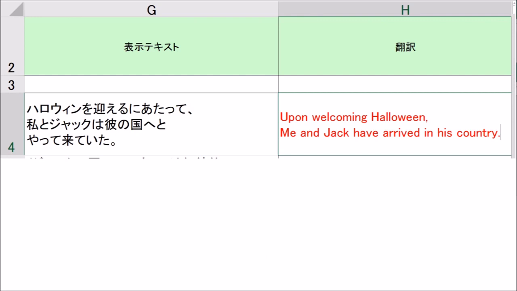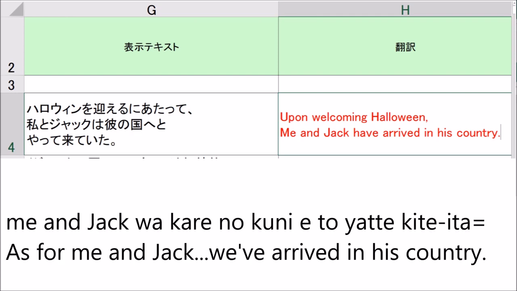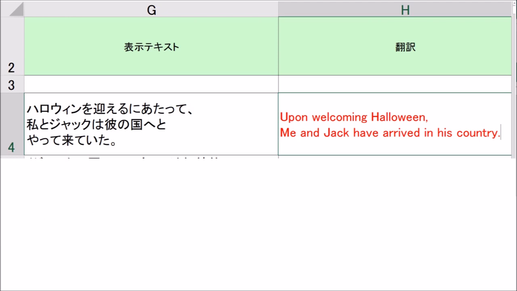That's because another way of looking at the particle wa is as for X ... My first Japanese teacher taught it that way, and it stuck with me. In this case, it's as for me and Jack, we've arrived in his country. You should almost never literally write out as for ... in your translation, but think of it that way in your mind, and the sentence will make more sense.